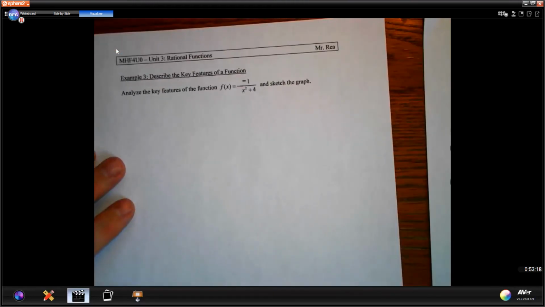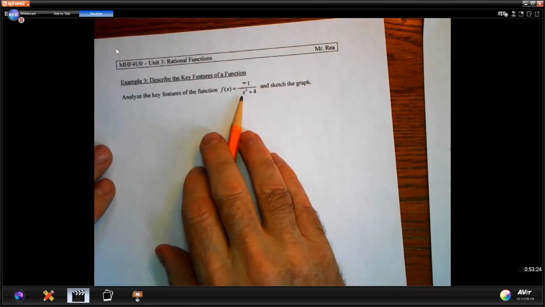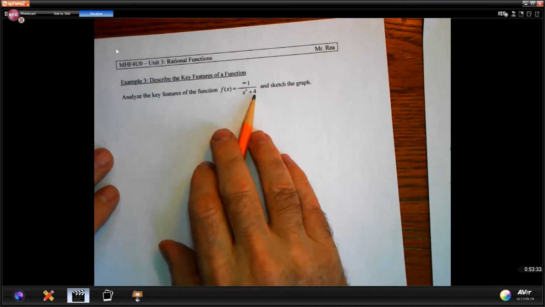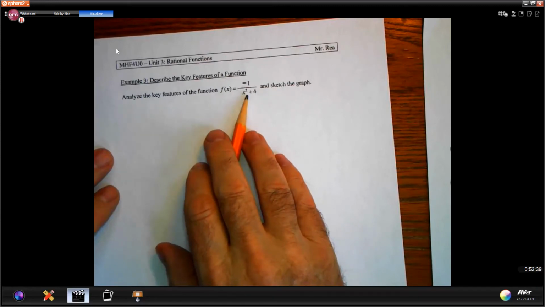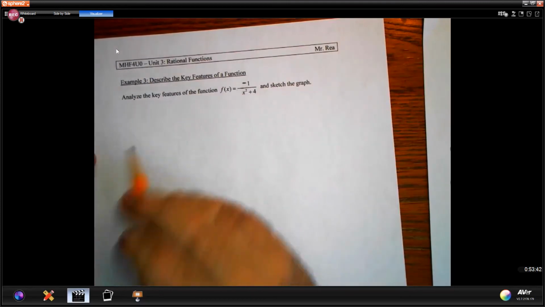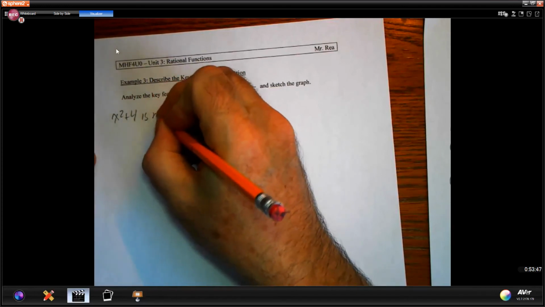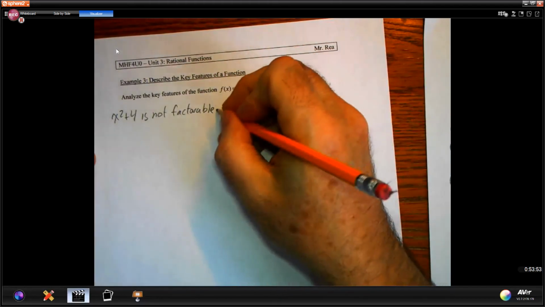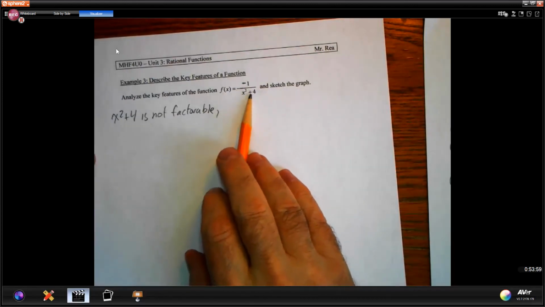Okay, so the first thing we would normally do is factor the bottom. But x squared plus 4, you might think that, well, isn't that x plus 2, x minus 2? No, that's for x squared minus 4. This is a sum of squares, and sum of squares cannot be factored. So I can't factor that. Let me make a note of that: x squared plus 4 is not factorable.